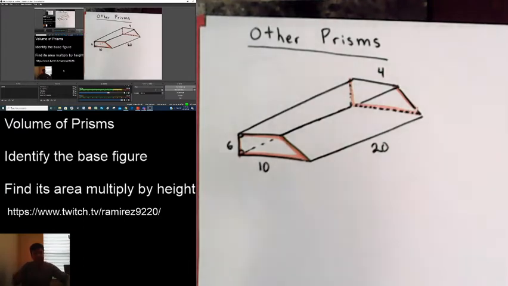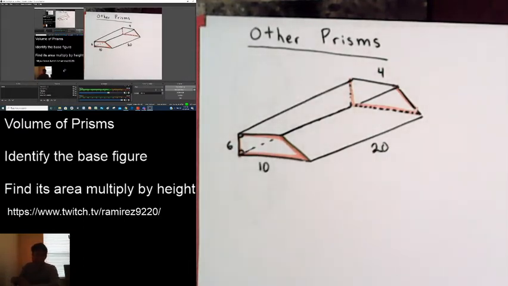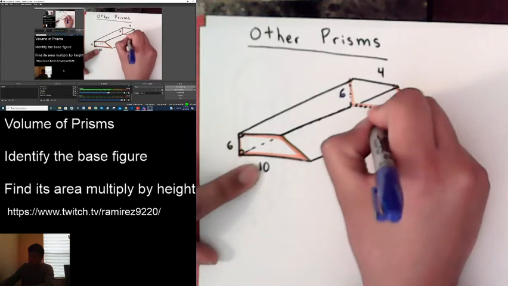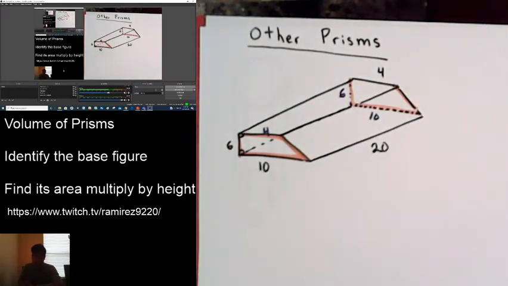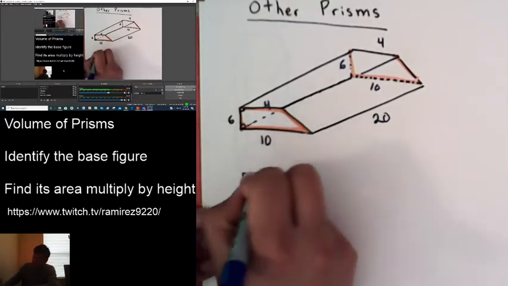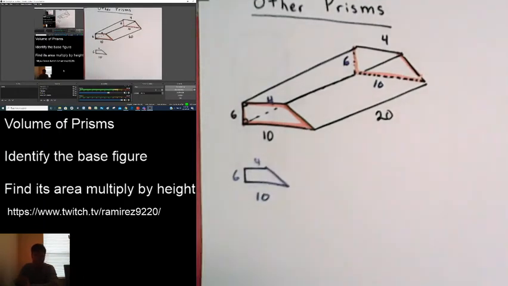Now remember, in your prisms, your bases are parallel and congruent. So if that's 6, that's 6. If that's 10, that's 10. If that's 4, that's 4. So the first thing, again, we identified the base. I'm going to just draw it here. My base happens to be a trapezoid.